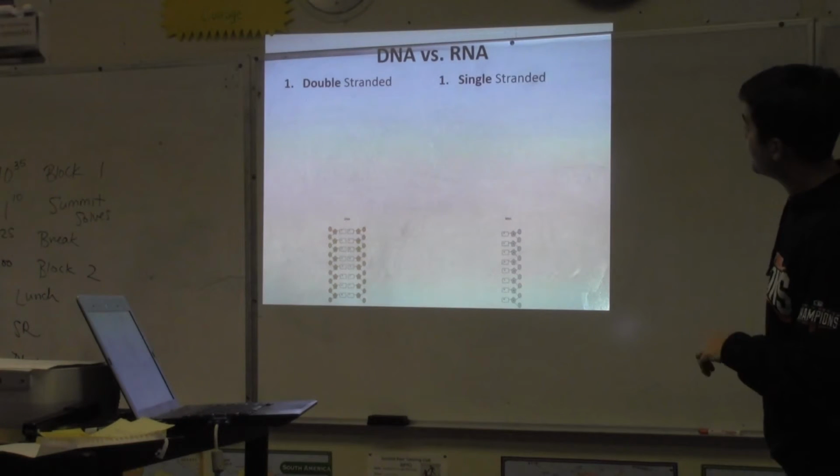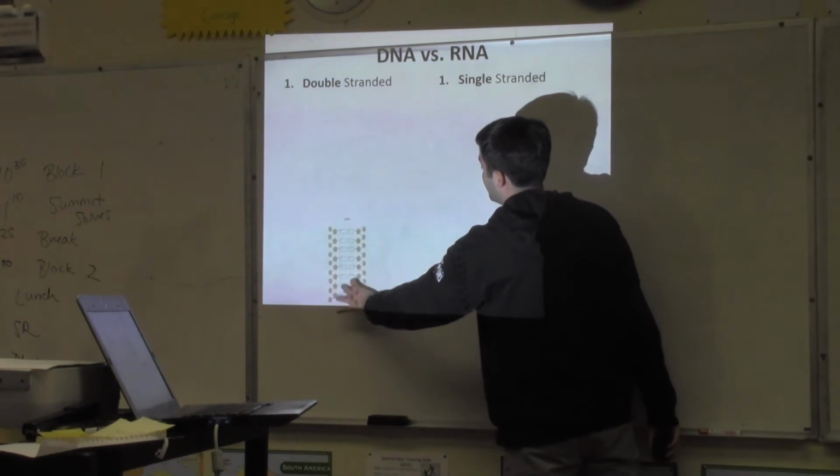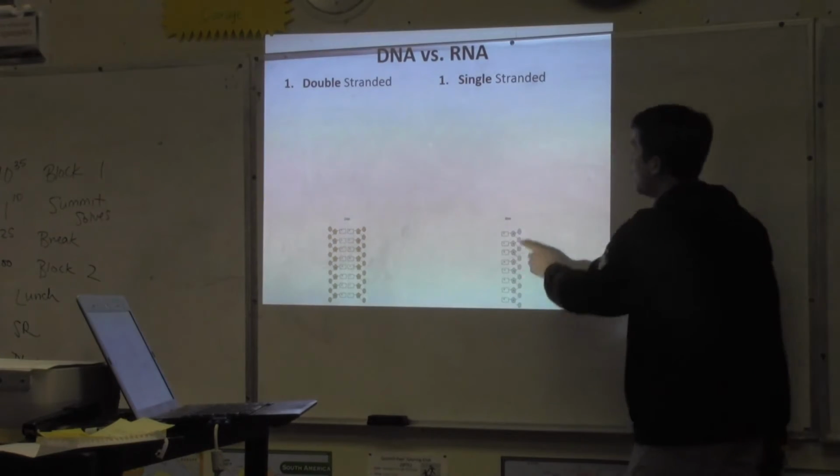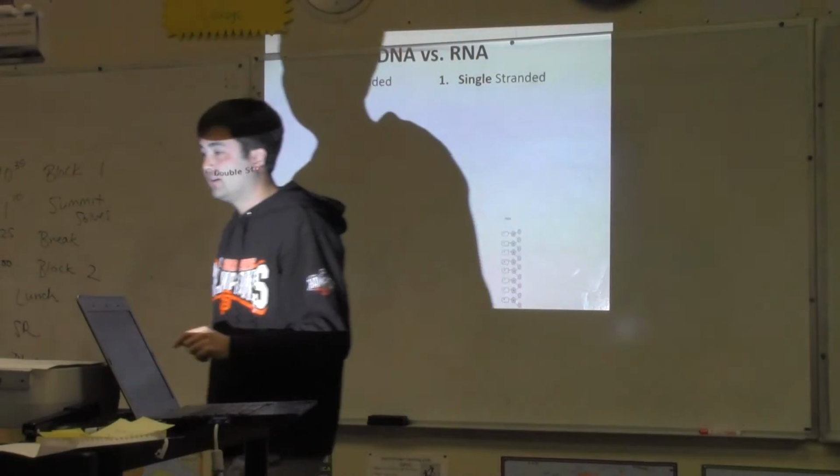So the first big difference that we talked about, DNA is double-stranded. There's 2 parts to it, 2 sides to it. RNA is single-stranded. There's only 1 side to it. So make sure you're writing that into your notes.